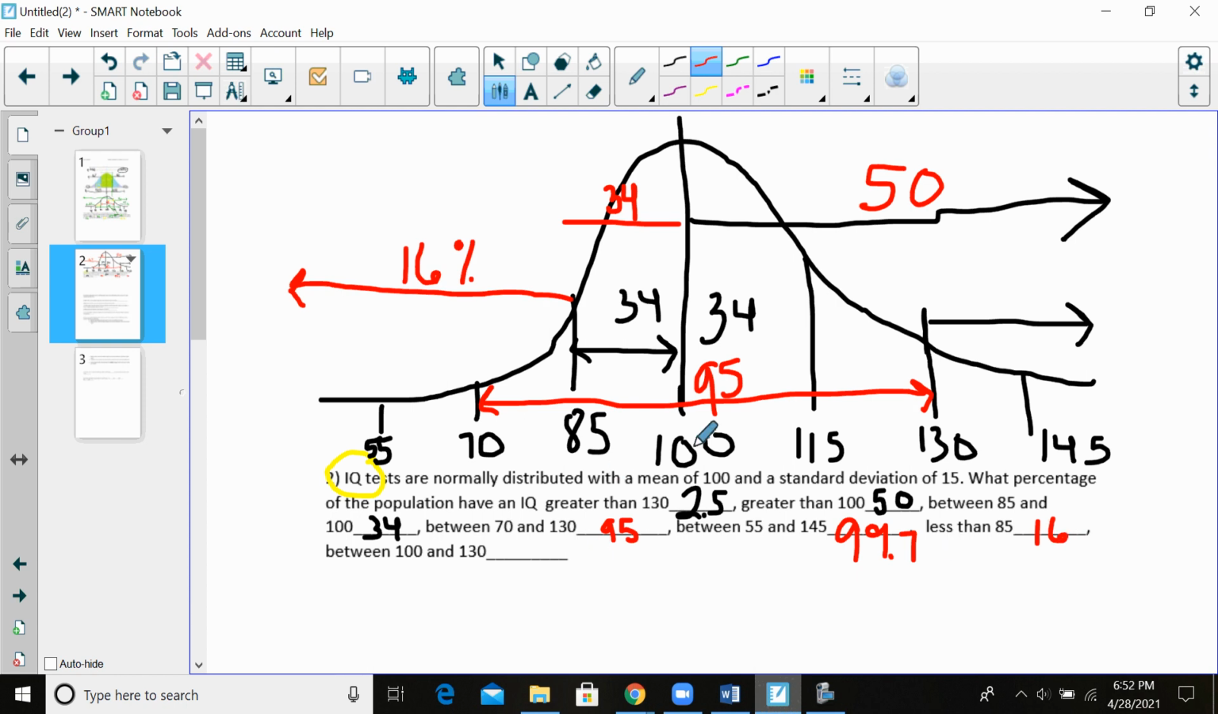And between 100 and 130. What I can do to figure this out is I have 95% from 70 to 130, right? And I have this symmetry. There's the same amount on the right as there is to the left. So if this has to be 95%, then I can split that exactly in half to get the 47.5%.